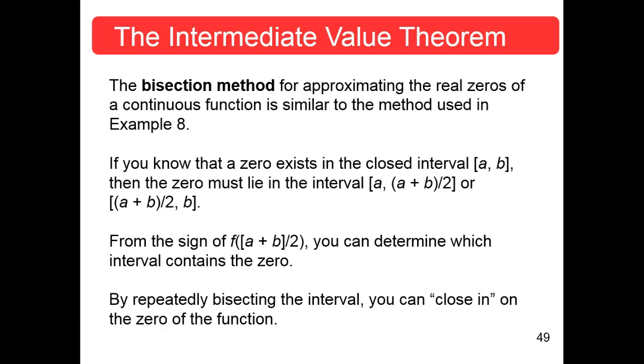And just keep doing half the point, halfway between, and then pick the interval where it does cross 0 and keep going. From the sign of alpha, the midpoint, you can determine which interval contains a 0, the left one or the right one. By repeatedly bisecting an interval, you can close in on the 0 of the function. And if you're clever about it, you can probably do better than bisecting. Okay? So be clever. Save yourself some effort.